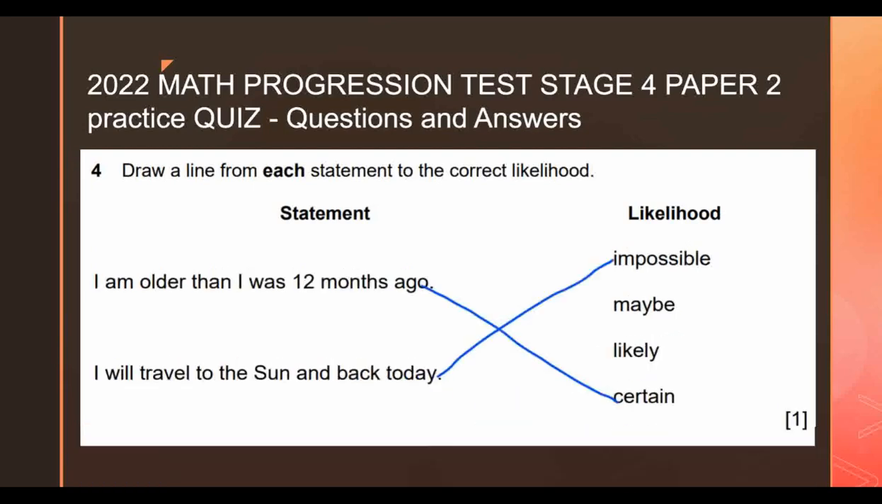Let's see the answer. So I'm older than I was 12 months ago is certain. Certainly, I'm older than I was 12 months ago. I'll travel to the sun and back today. It is something that is impossible.